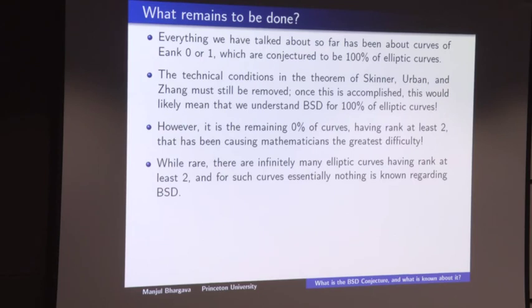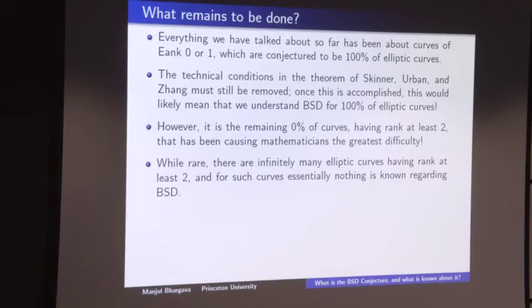So the next real frontier, after rank 0 and 1 is understood, as I said, it's nearly understood but not quite, is this. Even once 0 and 1 are understood, none of those techniques so far apply to rank 2 or higher. And so that's really the next frontier in this BSD problem. This is where the next big idea is needed, rank 2 or higher.